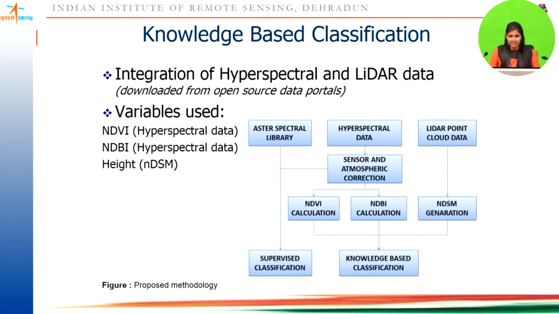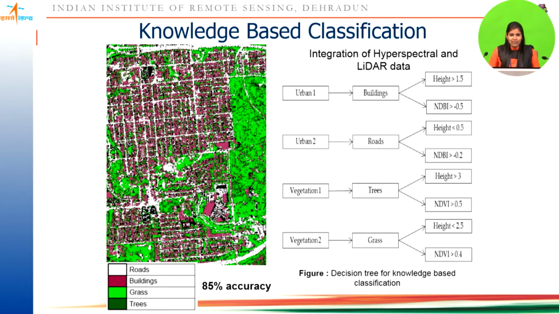Now we come to knowledge-based classification. What is knowledge-based classification? Based on certain rules, we classify the image, and here we have used the third dimension of the LiDAR data, that is height, as an input. What are the other variables that we have used? We have used NDVI, that is normalized difference vegetation index, NDBI, that is normalized difference built-up index, and NDSM, that is the normalized digital surface model. The ASTER spectral library was used for classification. We have not collected the spectra since the image is of San Diego in USA.